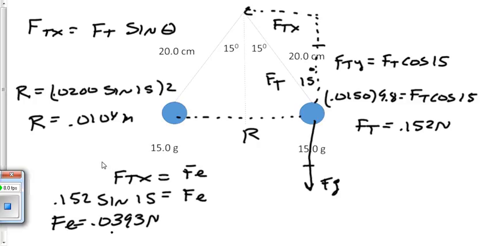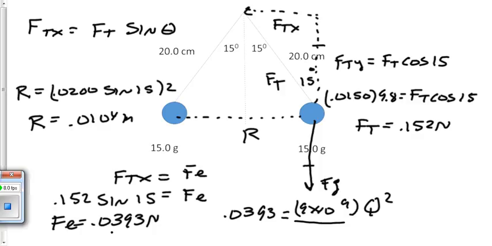Well, now we have our force electric, and we have our radius between the two. We can just use Coulomb's law to get the answer. So our force electric, 0.0393, is equal to K, 9 times 10 to the 9th, multiplied by Q squared, because they're both the same value, and divided by our radius of 0.0104. And Q turns out to be 2.2 times 10 to the minus 8 coulombs.